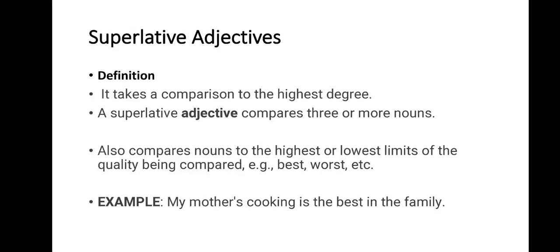Here in this case you can have more nouns, more than two nouns, 3, 4, 5, and so on. It also compares nouns to the highest or lowest limits of the quality being compared. Superlative adjectives can go to either extreme, either to the highest level or to the lowest limit. Best is the highest degree and worst is the lowest degree. Okay, children. Now, for an example, see the sentence given here.